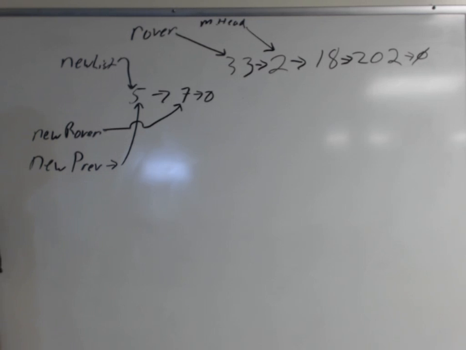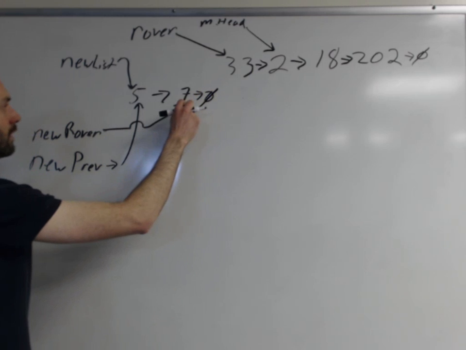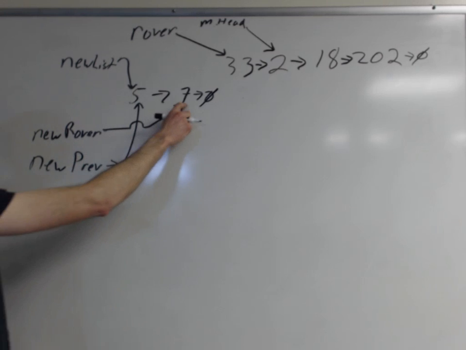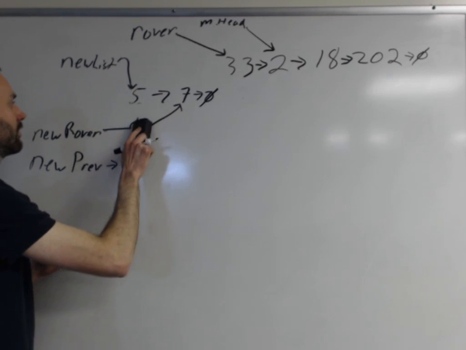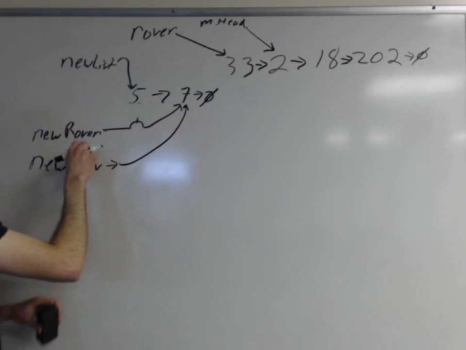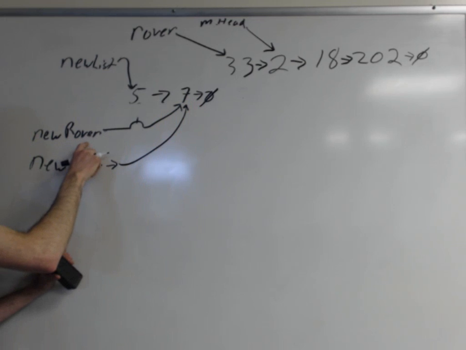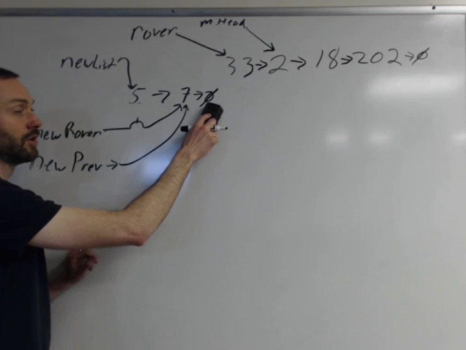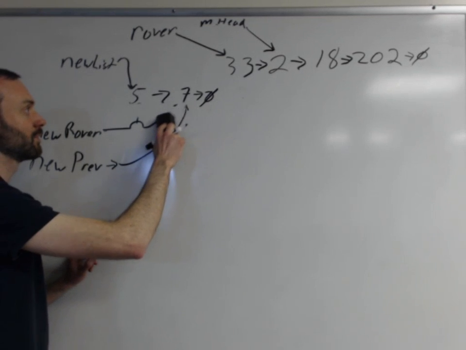Okay. Is new rover null? No. So we're going to check and make sure that's a null. Is 7 less than 33? Yes. So what do we do? New prev equal to the 7. So now it's going to point to that 7. And now at the end of the for loop, we increment new rover to point to new rover dash next, which is the null of this linked list.